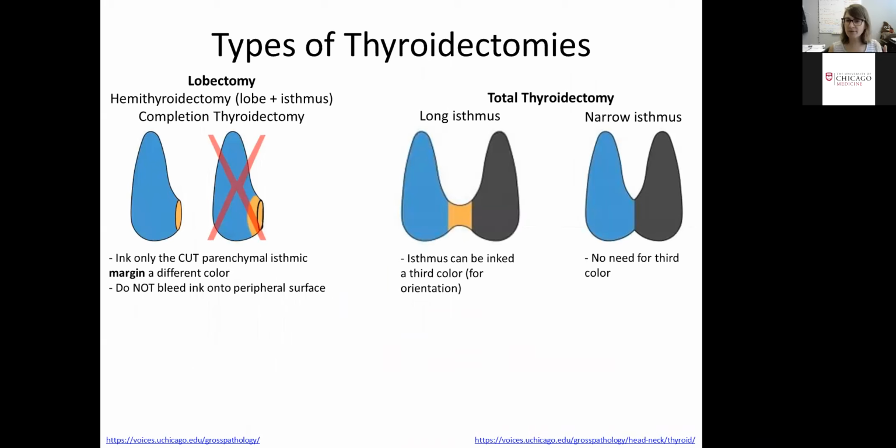So just as a reminder, the types of thyroidectomies we're going to get are lobes, which are just a lobe without much isthmus, or a hemi, which is a lobe with an isthmus. In both of those circumstances, you're going to ink only the cut parenchymal isthmic margin one color, usually orange, and you're going to ink the peripheral surface another color. Why are we doing it in this fashion? Those of you who have already grossed these.